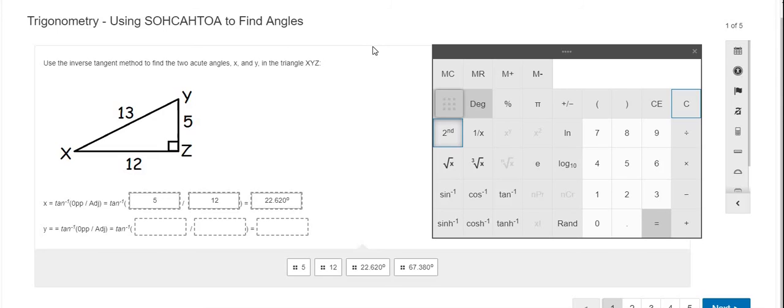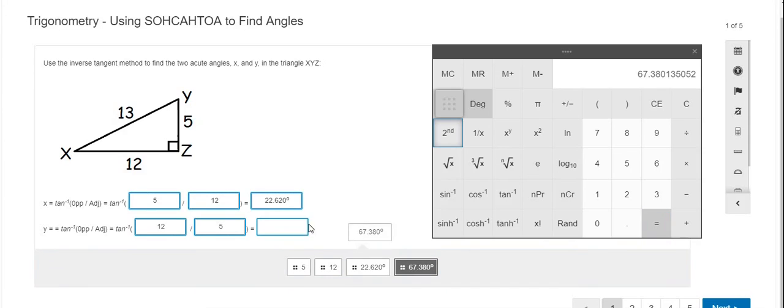Now we're going to do the next one, which is angle Y. The opposite side of angle Y is 12, and the adjacent side of angle Y is 5. So we're going to do 12 divided by 5. Using the calculator, the second button is already pushed, and we're in degree mode, as we should be. So we do inverse tangent of 12 divided by 5, close parentheses, equals. And you see we get 67.380, and that's right here, 67.380.